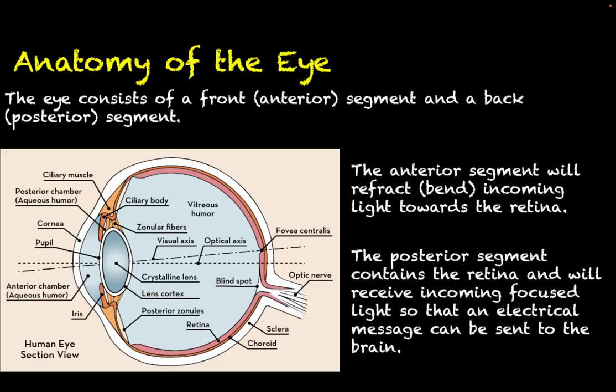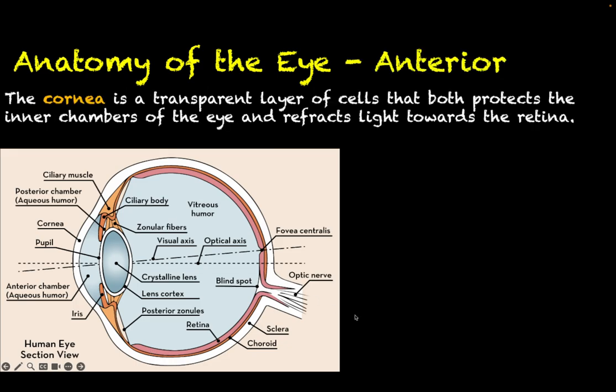So the posterior segment over here actually does contain the retina, which contains those sensitive photoreceptor cells. The posterior segment contains the retina and will receive that incoming focused light so that an electrical signal can be sent to the brain. So you can see the optic nerve back here. That's that nerve pathway that's going to take the information we get from the light striking these retinal cells and take it to the brain so it can be processed.